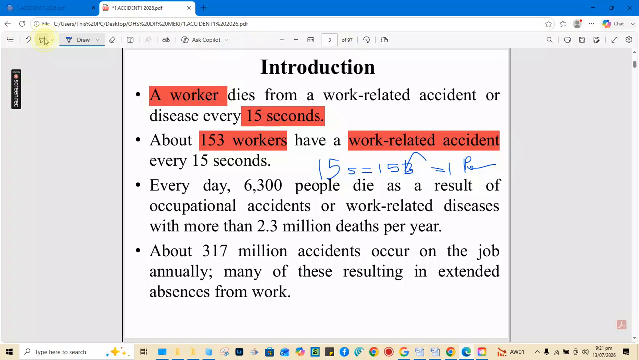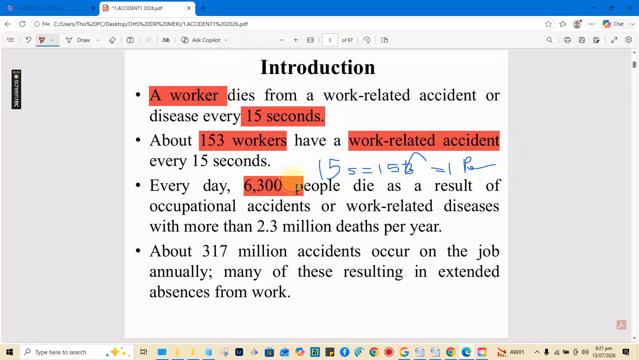All right, we are learning that every day 6,300 people die as a result of occupational accidents or work-related diseases, with more than 2.3 million deaths per year. What is of interest to us here is this: 6,300 people die every day as a result of what? Occupational accidents or work-related diseases.